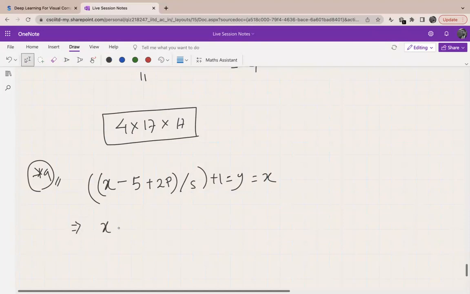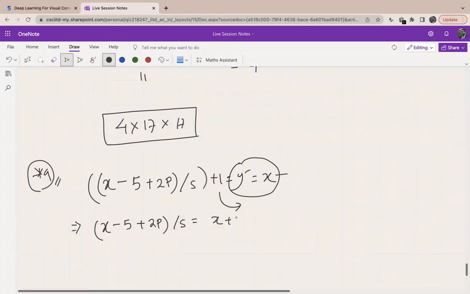So we want the output to be the same as the input. If the output is Y, we want it to be the same as X, so we can just write X in place of Y. So taking 1 to this side, X minus 5 plus 2P by S equals X plus 1. That implies X minus 5 plus 2P equals S into X plus 1. Okay.